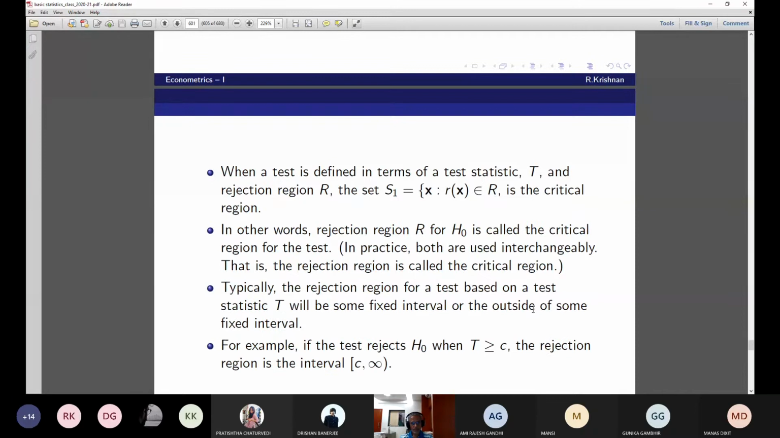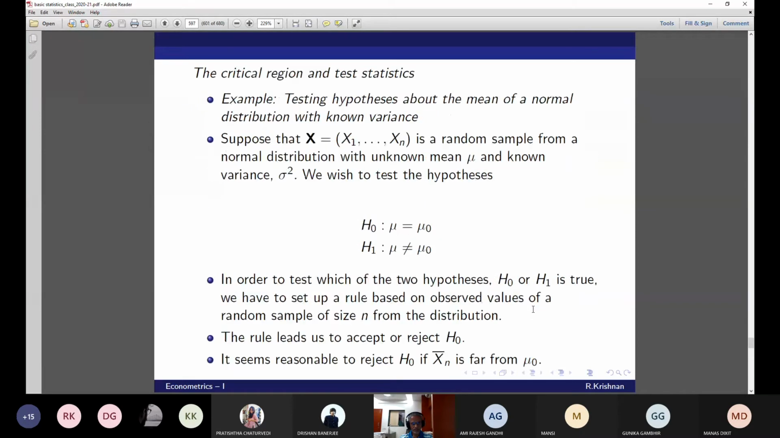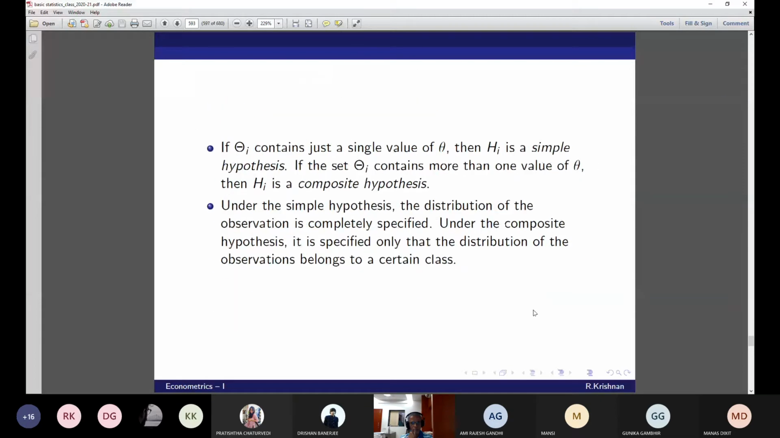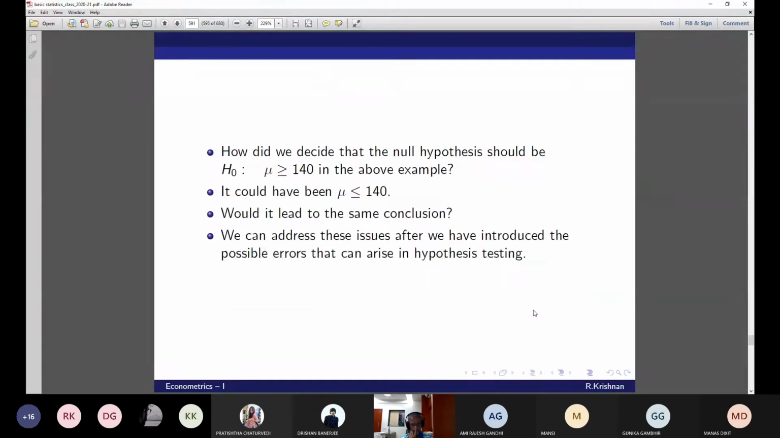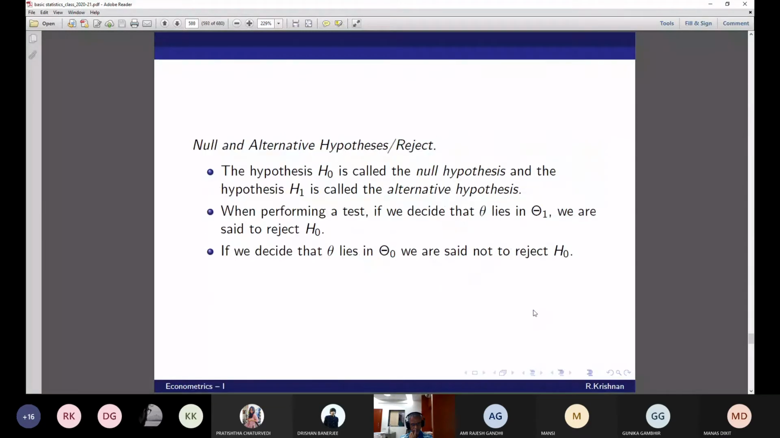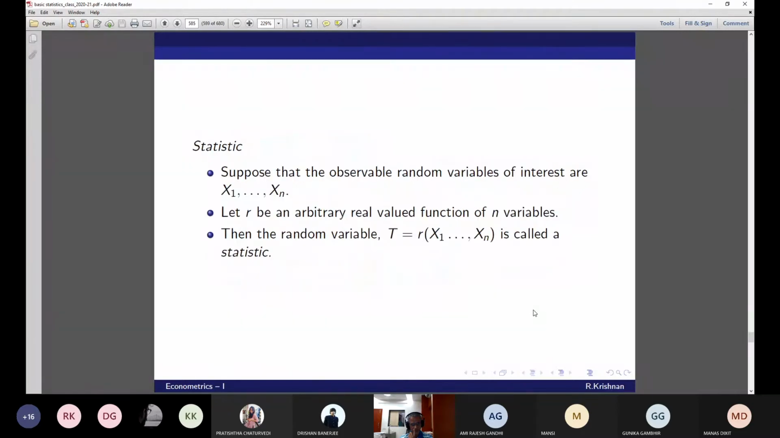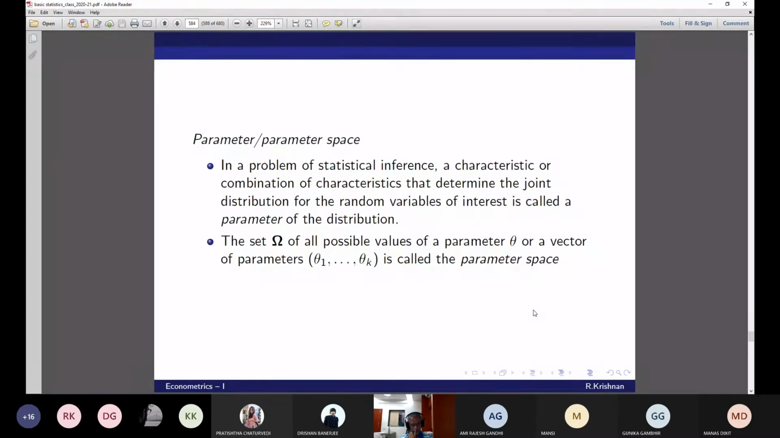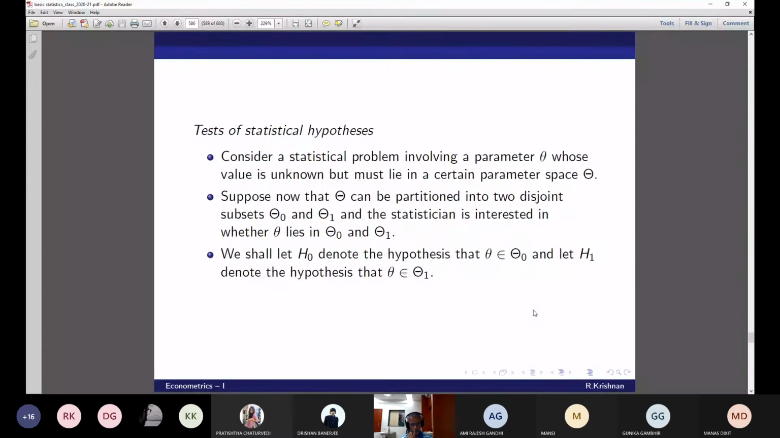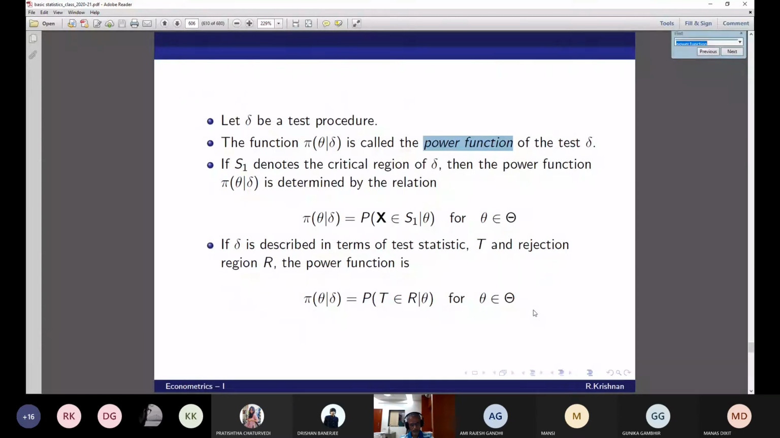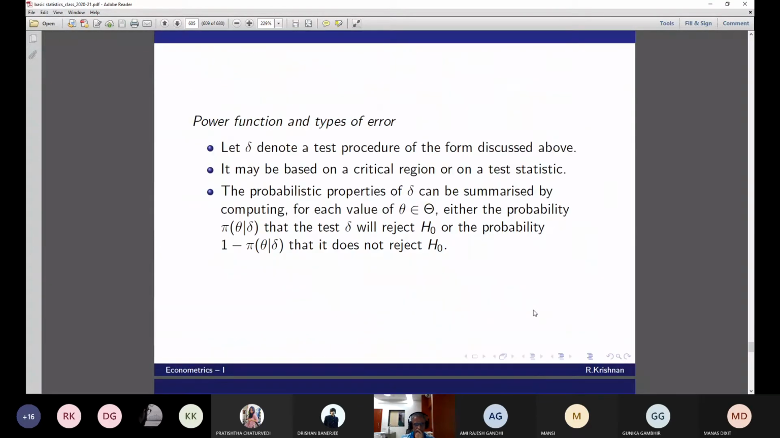And in that, we have critical region, one-sided, two-sided hypothesis, simple and composite hypothesis. Example, null and alternate, reject. What exactly is testing of statistical hypothesis? What exactly does it mean? Statistic, parameter space, statistical inference, and all those stuff. This is how we came here. And this is where we got stuck.